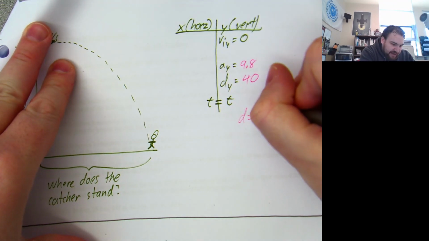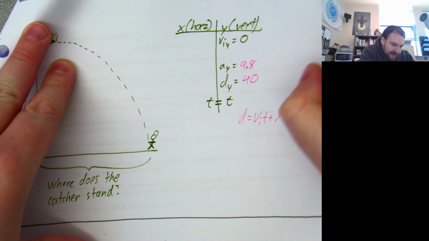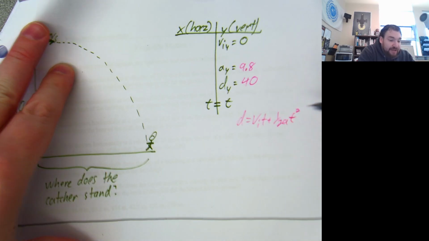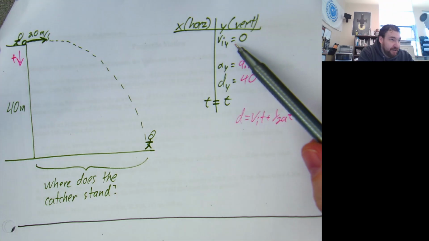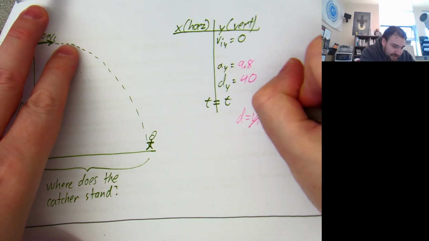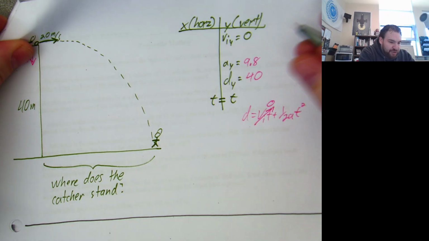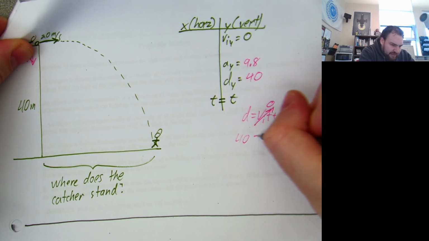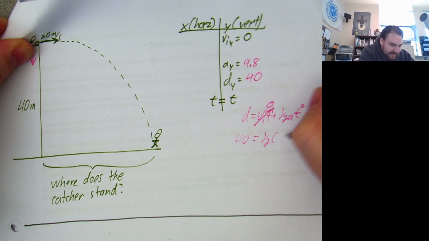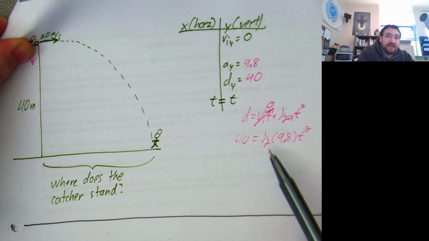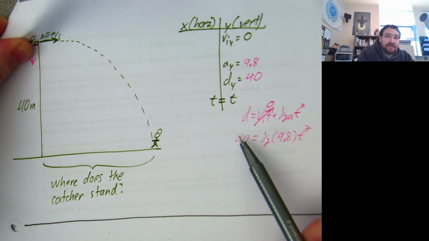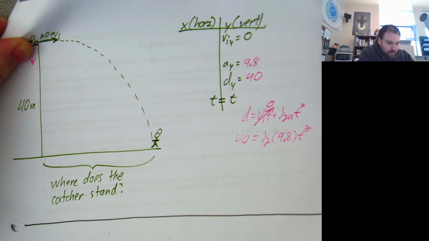D equals VIT plus 1/2 AT squared. And the beauty here is that because VI in the Y direction is 0, this piece goes away. So we're going to have 40 equals 1/2 9.8 T squared. Because we called down positive, both of these are going to be positive. So we can solve this thing.